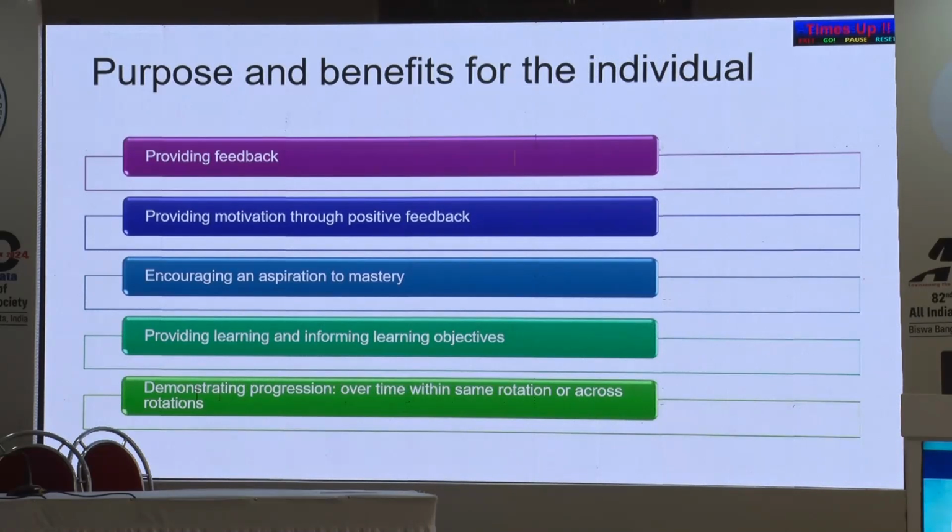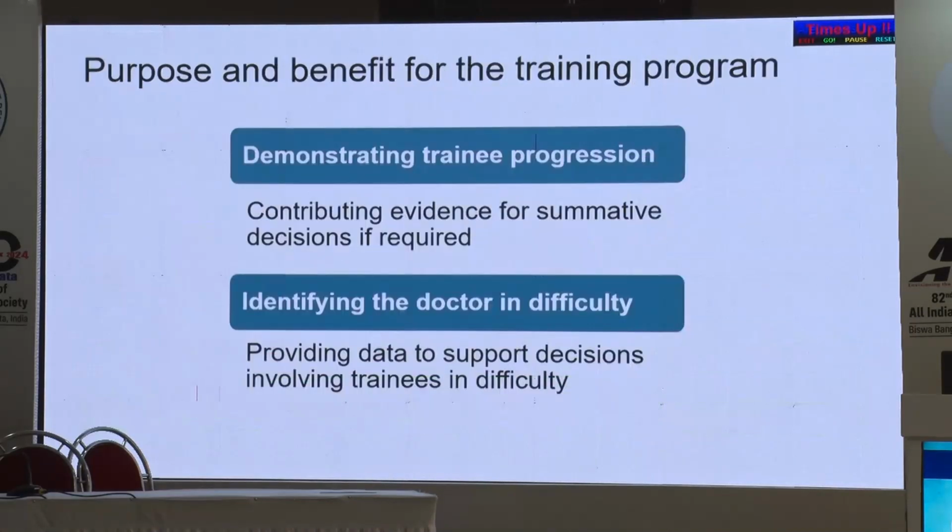To the individual, one, they're getting feedback. The trainee knows where they're going right, what they're doing wrong. They get motivation, they get encouraged. They are told that they can do much better. And it also shows progress, saying that the last assessment you did 1, 2, 3, 4, now you've done 3 more additional tests. So it allows them to understand they're doing better.